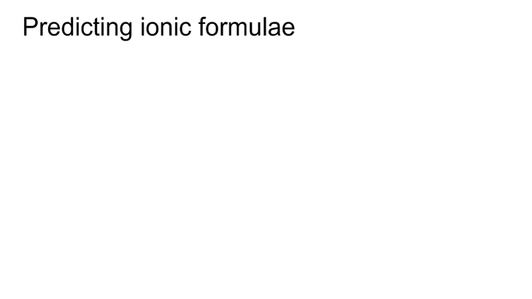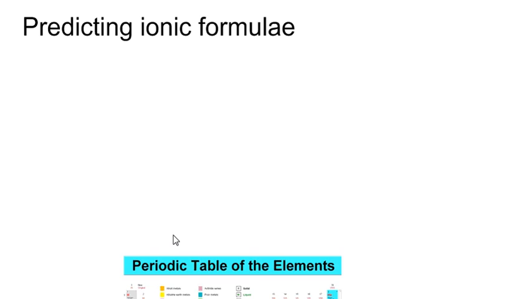Predicting ionic formulae. Although an ionic compound is made up of oppositely charged ions, its overall charge must always be zero. That means in an ionic compound, the total number of positive charges must equal the total number of negative charges. So let's look at an example of how we can write the ionic formulae for a compound.